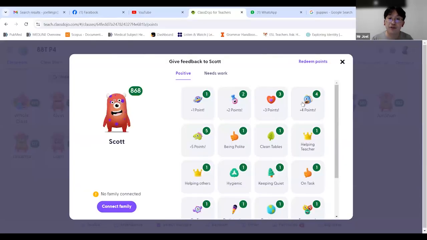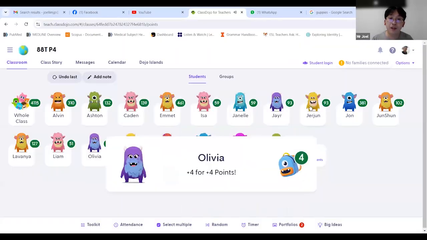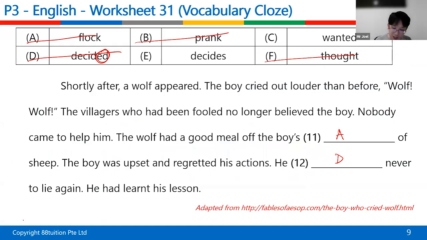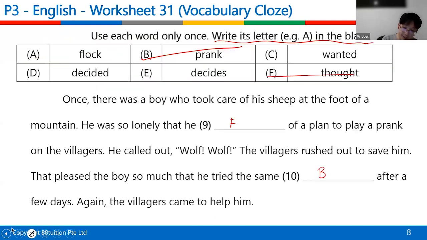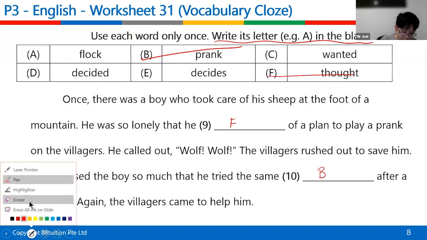Okay, so Scott gets 4 points. Olivia gets 4 points, and Sachin gets 4 points. All right. Next. So that's the end of this part, adapted from the Fables of Aesop, the boy who cried wolf. Now, the next part is our synthesis and transformation. But we still have quite a bit of time left later to cover everything. So what I'm going to do is get you guys to do a bit of sentence composition for me. Let me just erase the ones here.